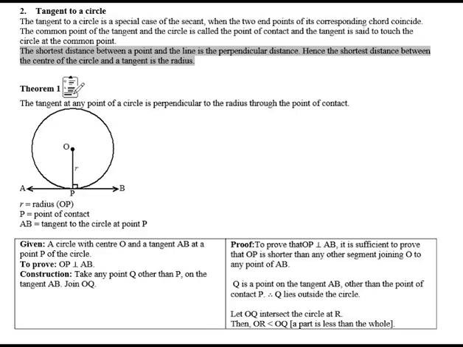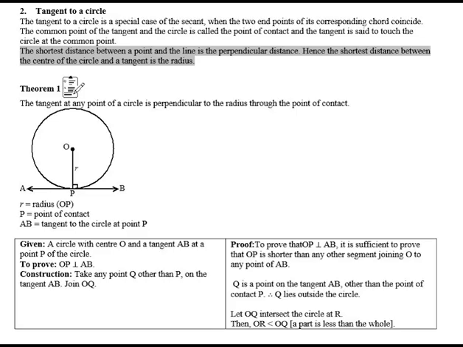To prove that OP is perpendicular to AB, it is sufficient to prove that OP is shorter than any other segment joining O to any point of AB. Let Q be the point on the tangent AB other than the point P. OQ intersects the circle at R. Then OR is less than OQ because a part is always less than the whole.